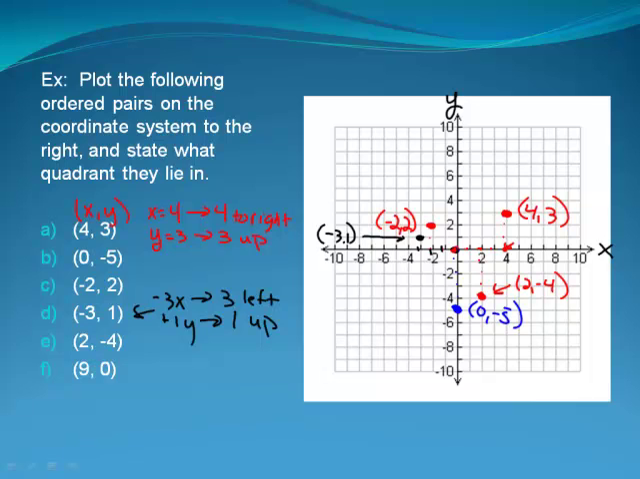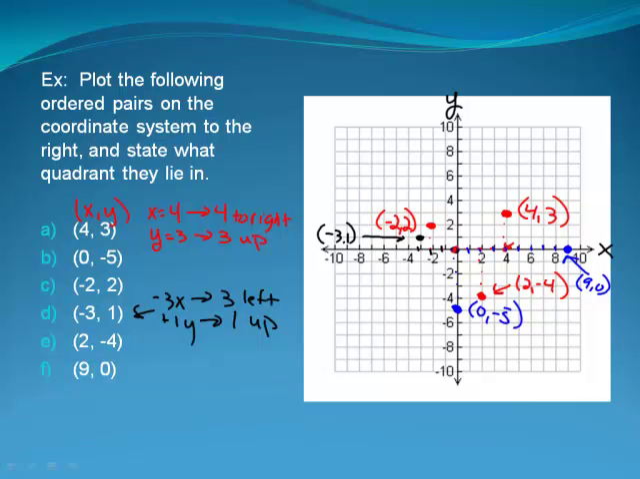And finally, we want to go 9, 0. Right, 9, 0 would be from the origin 9 to the right. So 1, 2, 3, 4, 5, 6, 7, 8, 9 to the right. And 0 up or down leaves us right on that x-axis. We've got here 9, 0.